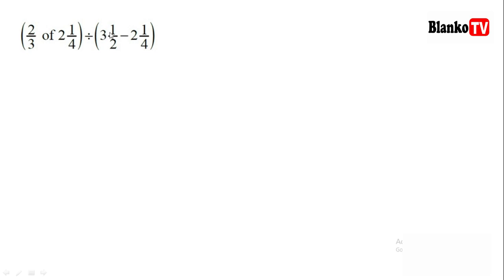The same thing you do to these values in the bracket. You change all these mixed fractions to improper fractions. So here you multiply 2 by 3, then you add it to 1. You multiply 4 by 2, then you add it to 1. I want you to take note of this.